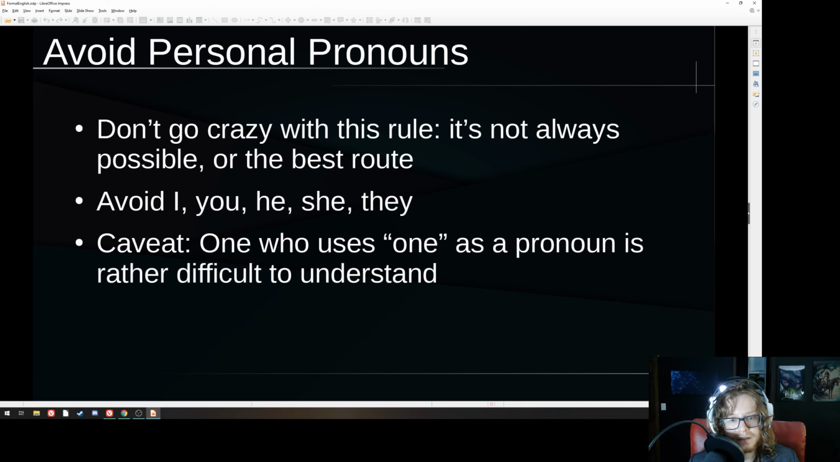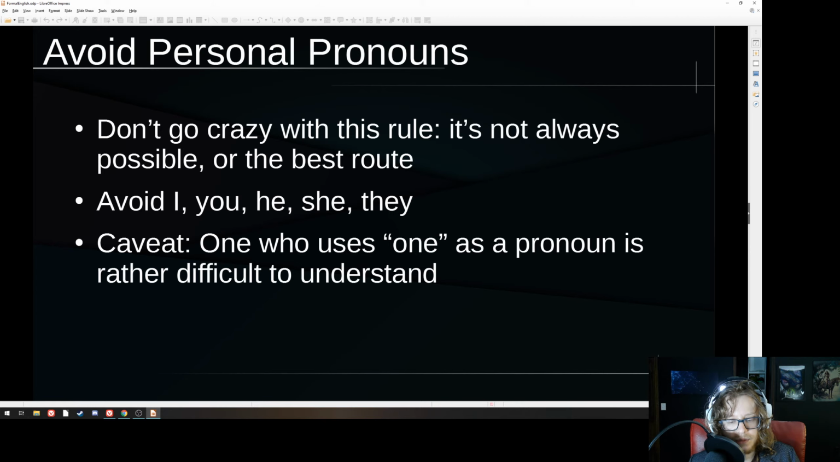Another caveat is that one who uses one as a pronoun is rather difficult to understand. We've been taught, I think many of you have probably been taught, that one is an acceptable pronoun in formal English. I don't know who decided that that was the case. I have certainly read lots of old formal works, and they do not use one as a pronoun all that often. In fact, I think they use the regular old pronouns much more often than one.